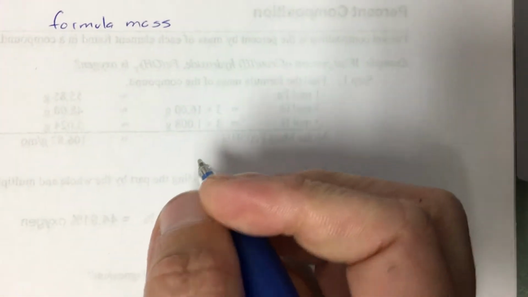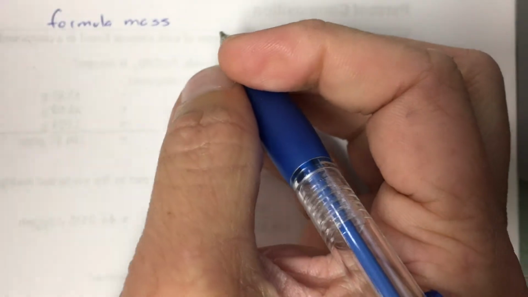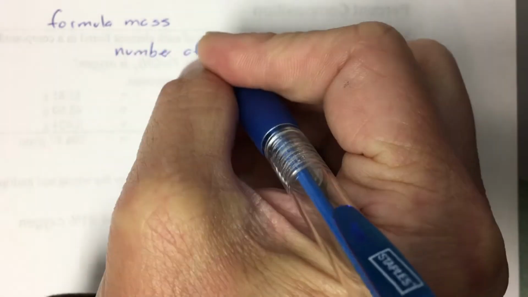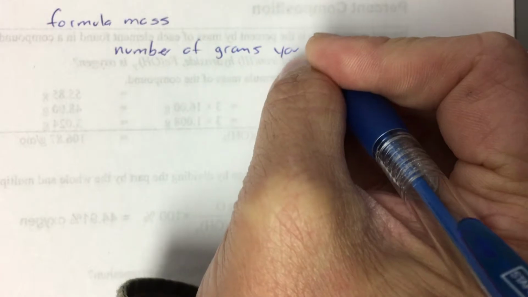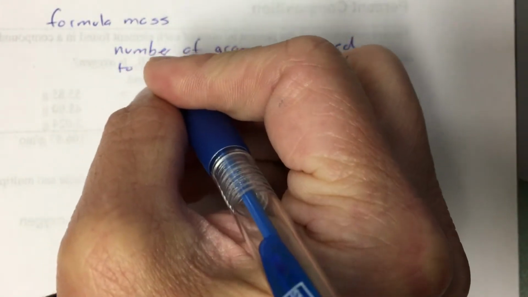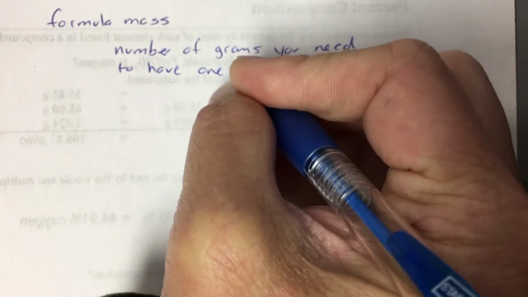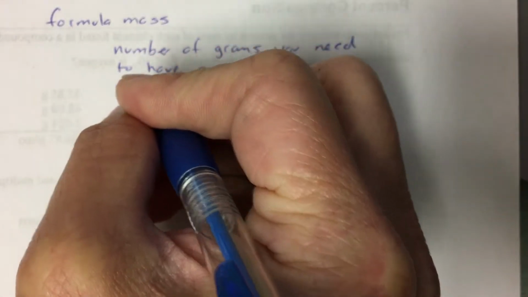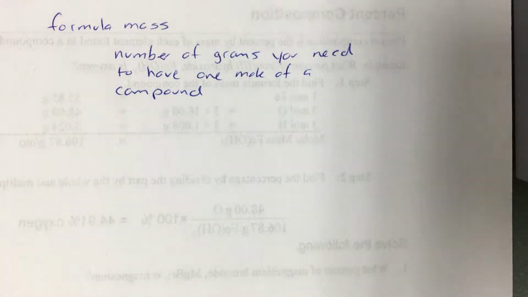Formula mass is the number of grams you would need to have 1 mole of a compound.